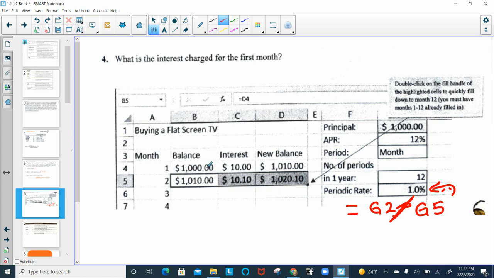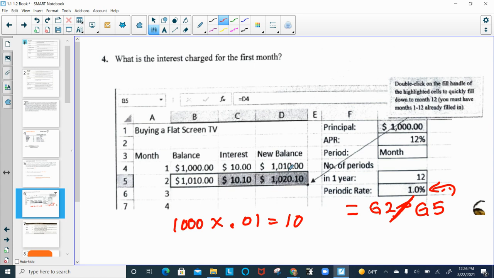When you first make that purchase, you're spending $1,000, so your balance is $1,000. But then in that first month, we're taking that balance, or principal, and multiplying it times this periodic rate, which is 1% or 0.01. And that's going to give you $10 in interest in the first month.